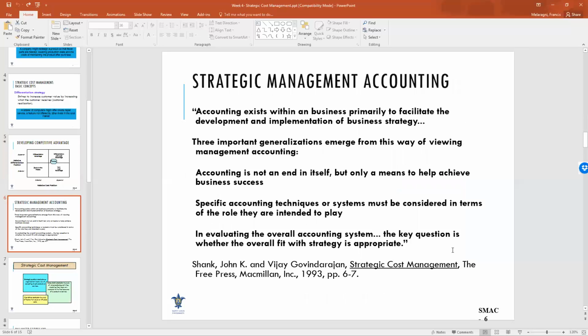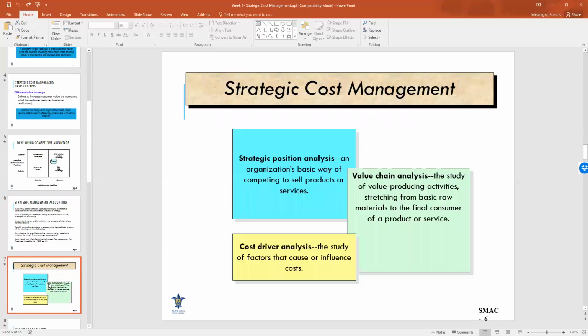So there were two people that wrote an article called Strategic Cost Management, and that was John Shank and Vijay Govindarajan. And they really influenced the thinking of the management accounting world. Basically their hypothesis and findings were that the traditional accounting methods and approaches, while working fine in some cases, were missing some key elements, and they called this the strategic elements of managerial accounting. They broke that up into three major elements: strategic position analysis, value chain analysis, and cost driver analysis.